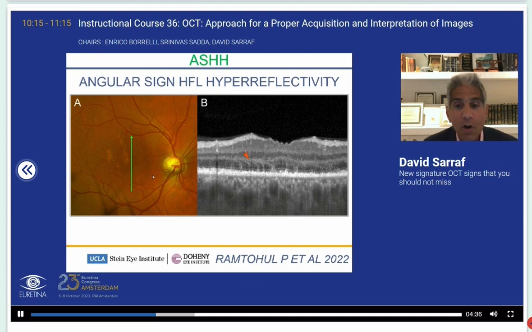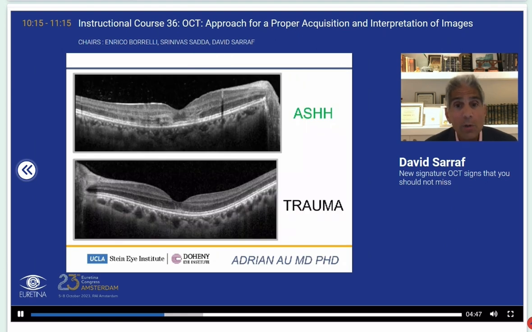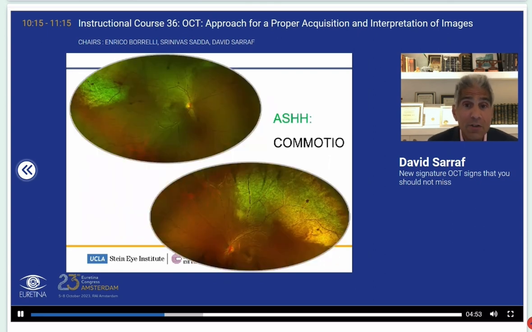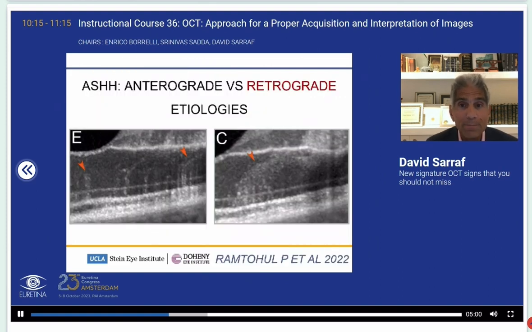This is a patient also with anterograde ASH. You can see the choroidal ruptures, and trauma acutely can be associated with ASH lesions on the OCT. So this can be a very important clue to the etiology. Another case of trauma in both the right and left eyes, showing the Henle fiber layer lesions or the ASH lesions. On color fundus photography, you can see the characteristic commotio or Berlin's edema.